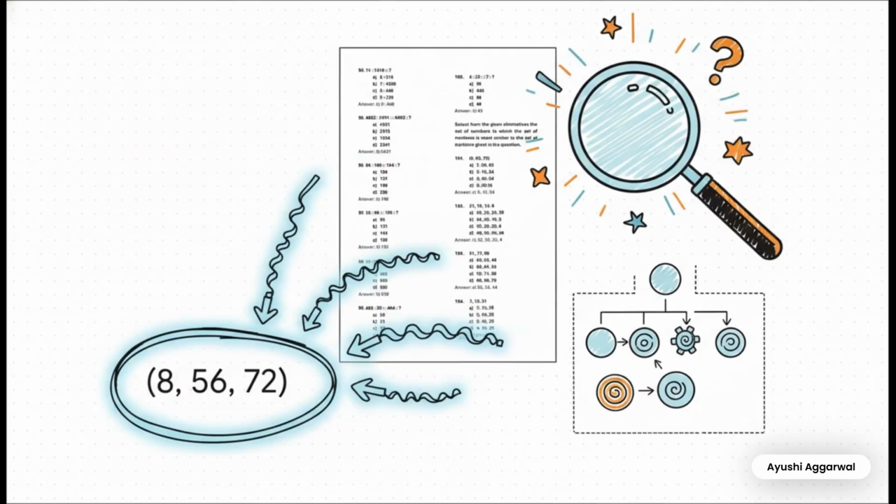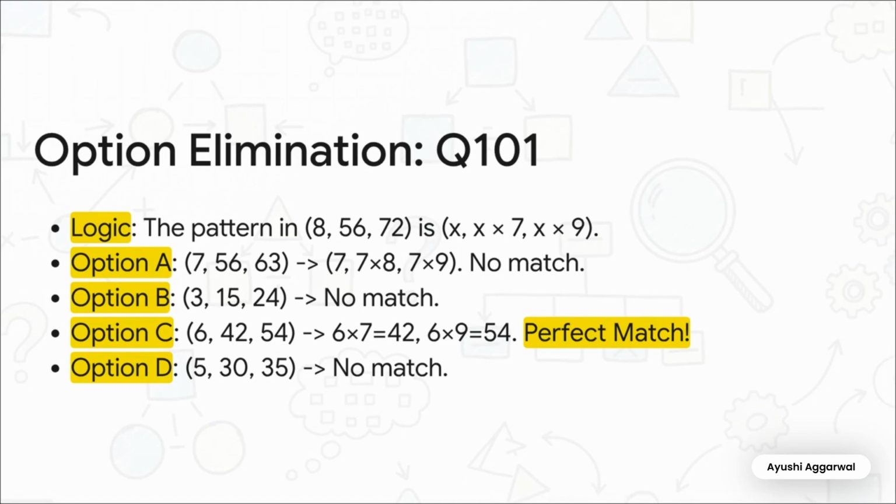Let's understand this with an example. We need to find a set that is similar to 8, 56, 72. So, what's our first step? We've got to find the hidden rule within this triplet. Okay, first, let's find the logic. We can see that 8 times 7 is 56, and 8 times 9 is 72. So the pattern is x times 7, x times 9. Now, let's test this logic on the options.